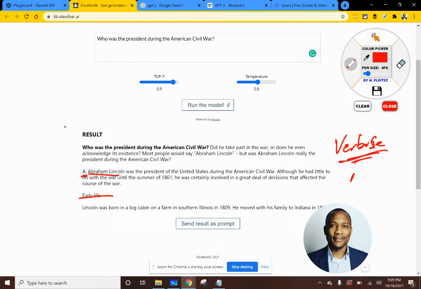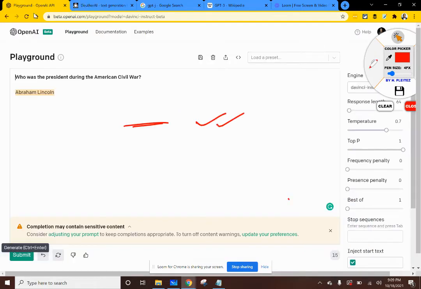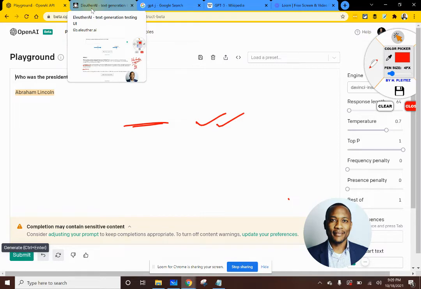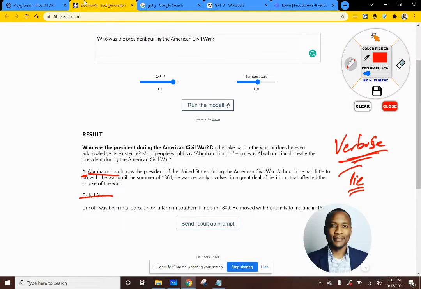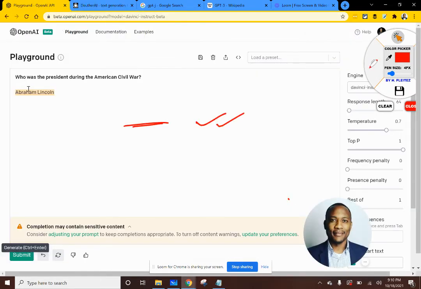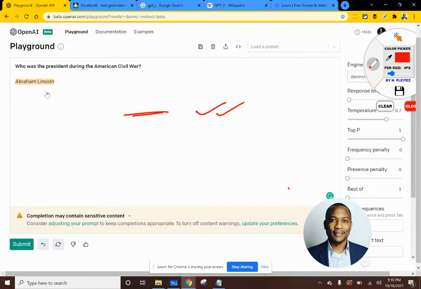So I will call this a tie for both of them, because this answer is correct. You can make an argument that precision has a certain value in itself. I think it's Einstein, or somebody, who said, if I had enough time, I would write you a shorter letter. So having more concise responses is not always bad. So this one is a tie for both of them.